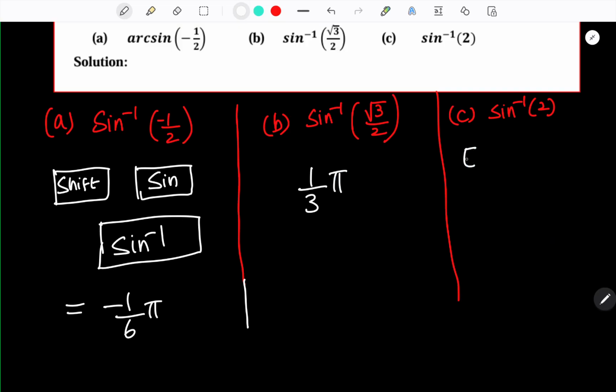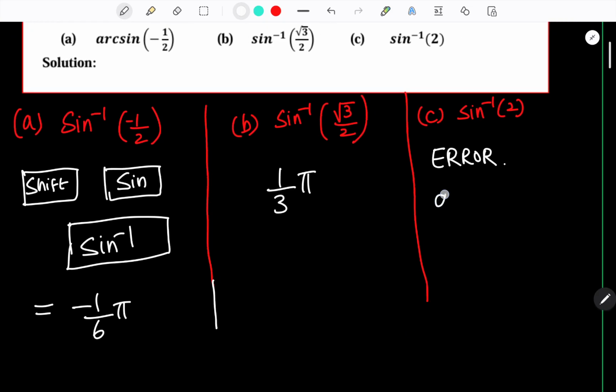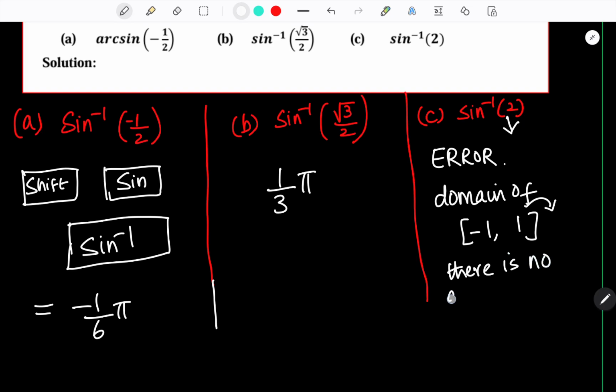When you put in sine inverse of 2, you will get a math error. What is the reason? The domain of the sine inverse function is between -1 and +1. But this 2 is outside this range. Therefore there is no angle whose sine is 2. You will not get any angle with sine 2.